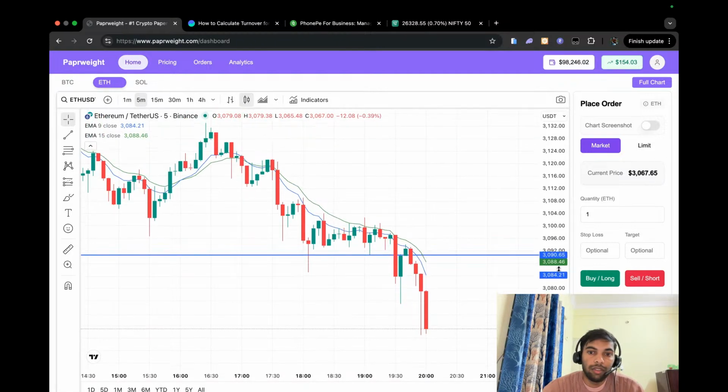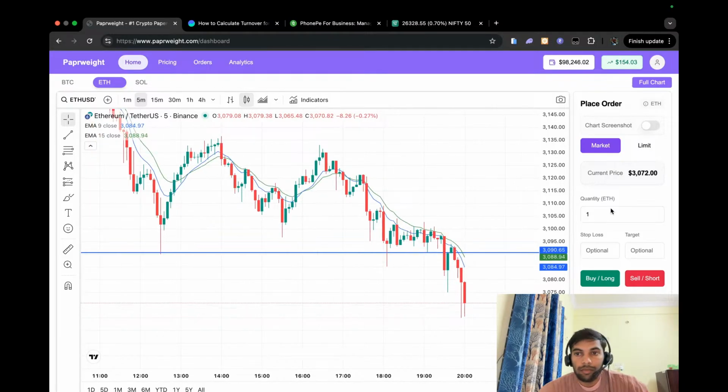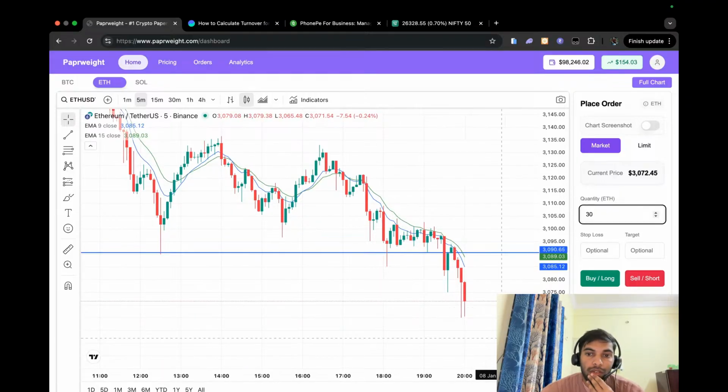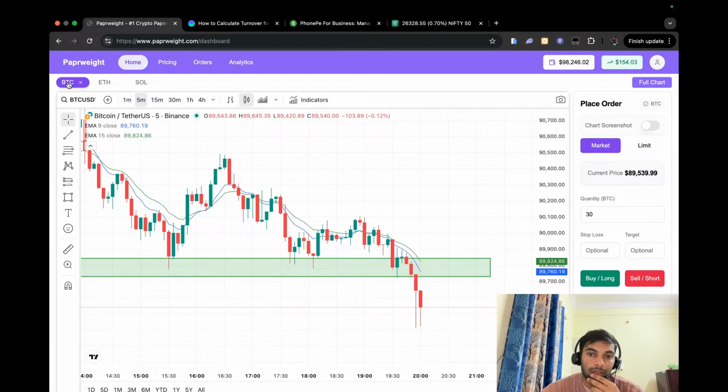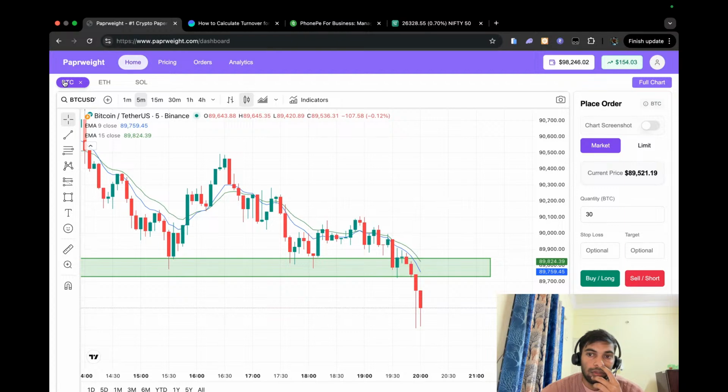Okay, Ethereum is super bearish. So this is the point where the market reversed for the second time as well. So it's making a double bottom. Let's wait.